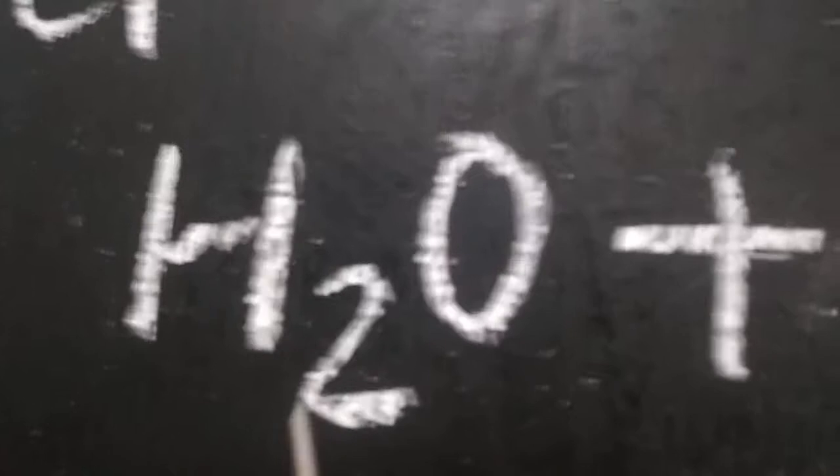Now what is responsible for acidity, that we will see. This H plus ion then combines with water. We are putting acid in water, so this water takes up the H plus ion and forms hydronium ion, H3O plus, with one positive charge. This is the hydronium ion. This ion is highly acidic and it is responsible for the acidic nature of HCl.